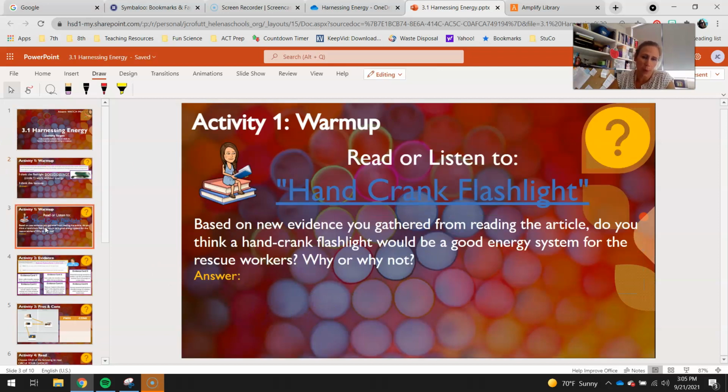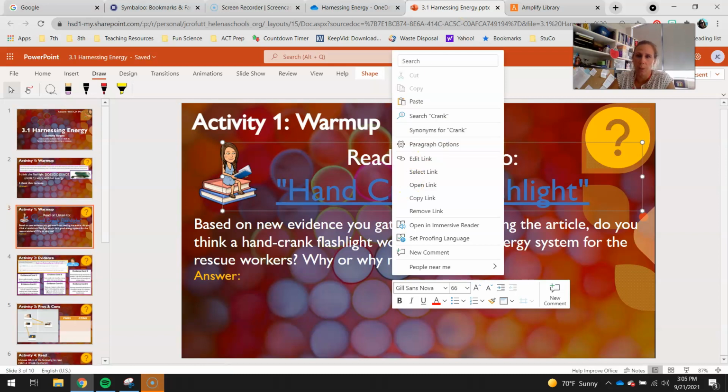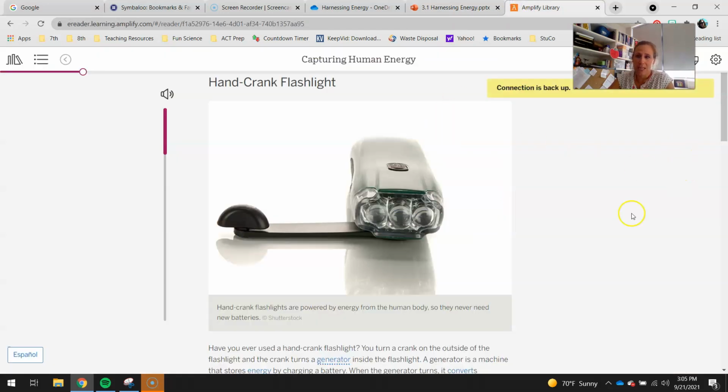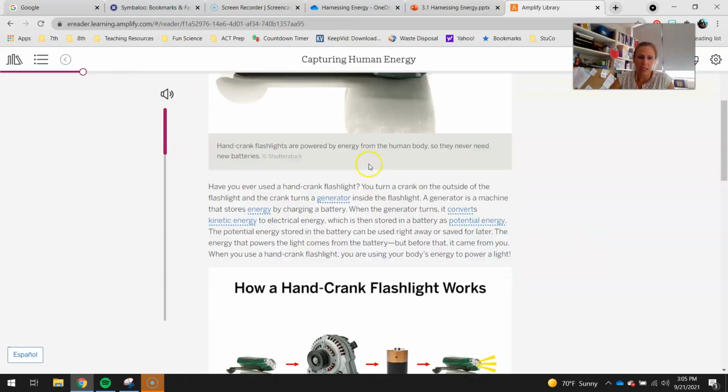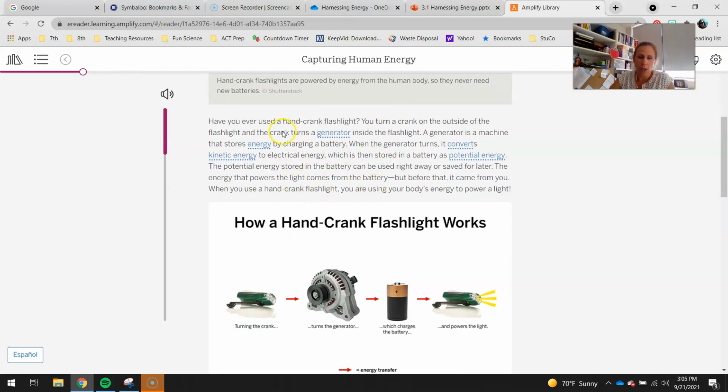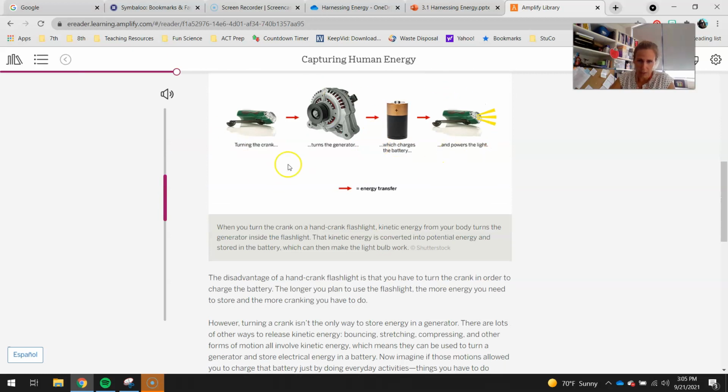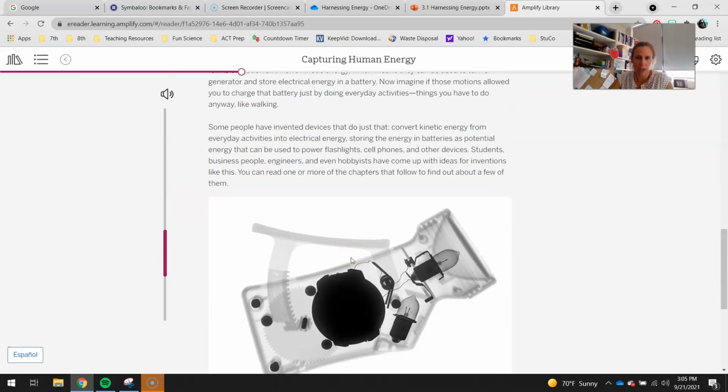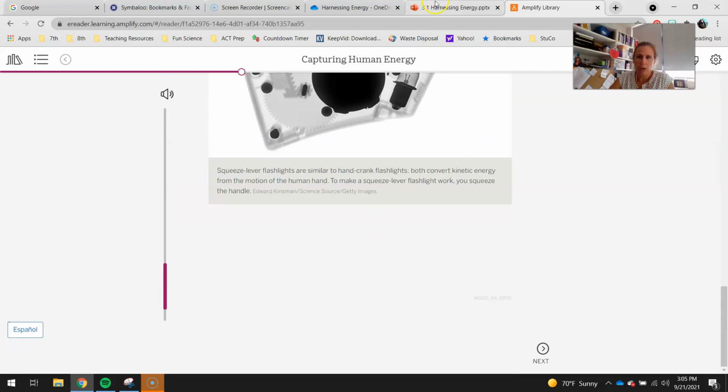Moving on, the next part of your warm-up is this little read. You have a short little article, right-click it, open the link up. It's going to take you into the Amplify library. And you are going to read about the hand crank flashlight, okay? Not a very long article. Make sure you look at the diagrams and the captions underneath the diagrams. And that's it for your article.